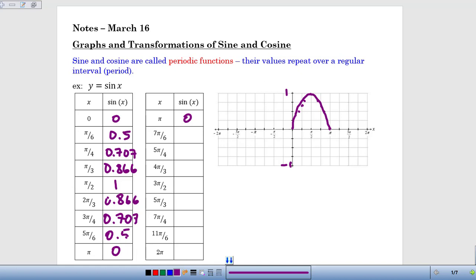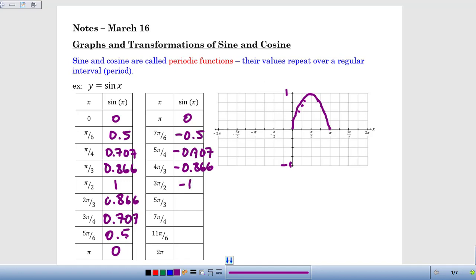Now we continue. 7 pi over 6 is negative 1/2. 5 pi over 4 is negative root 2 over 2. 4 pi over 3 is negative root 3 over 2. And then finally, at 3 pi over 2, we hit the lowest most y-coordinate, which is negative 1.